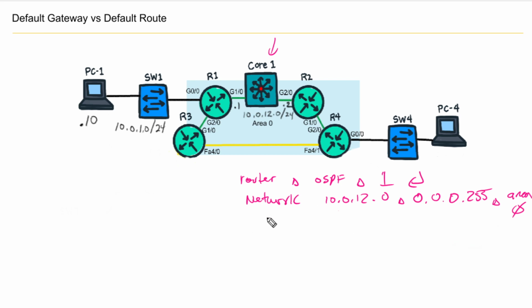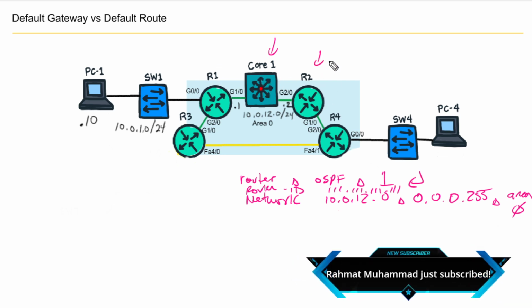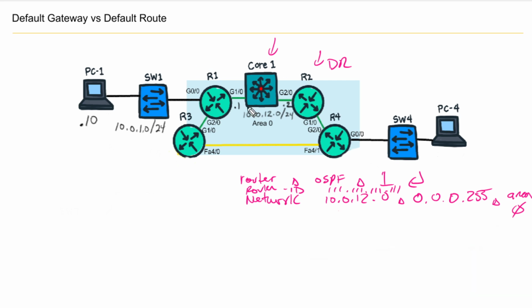And then we could also specify a router ID. In fact, let's do a router ID. Let's make the router ID 111.111.111.111. That'll work. Once we do that, one of these devices, probably R2, is the designated router because it has a higher router ID. If they came up at the same time, R2 is probably the DR for this segment.